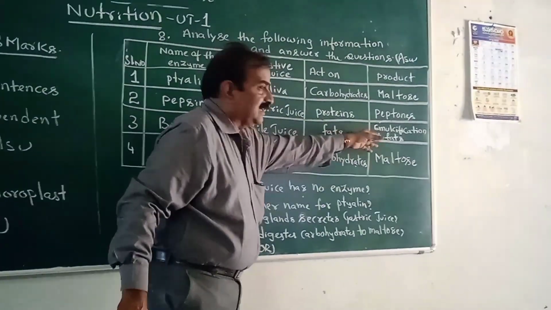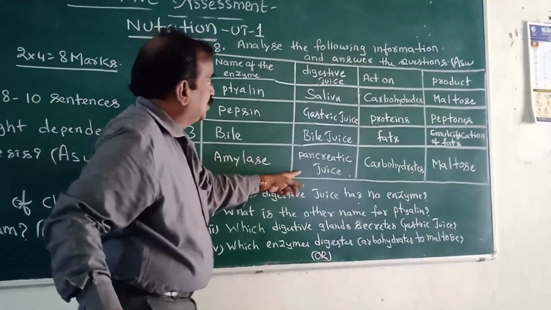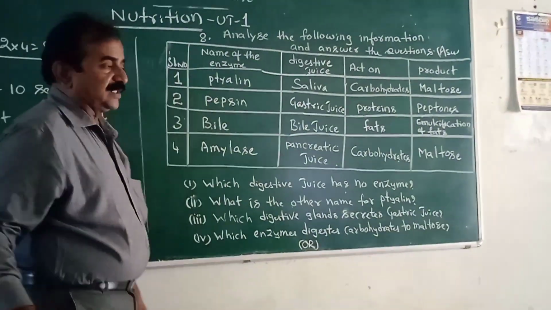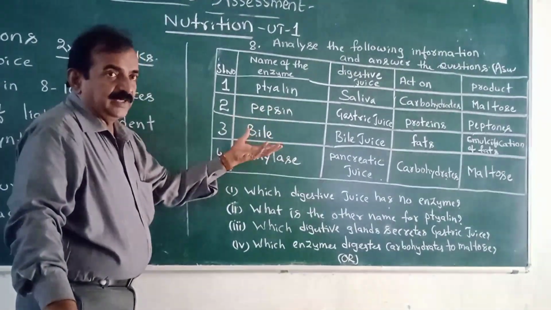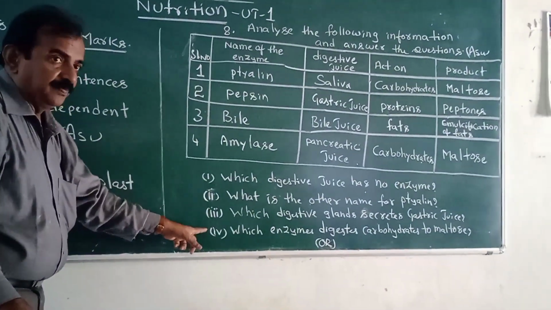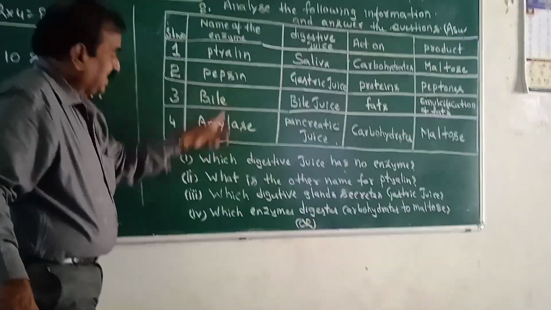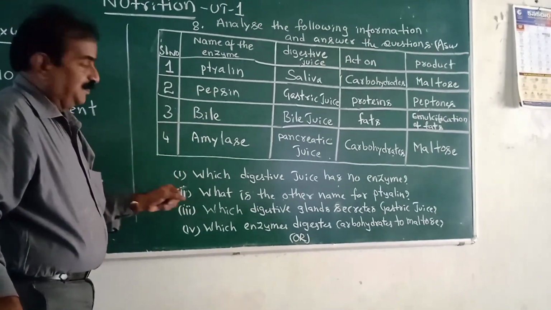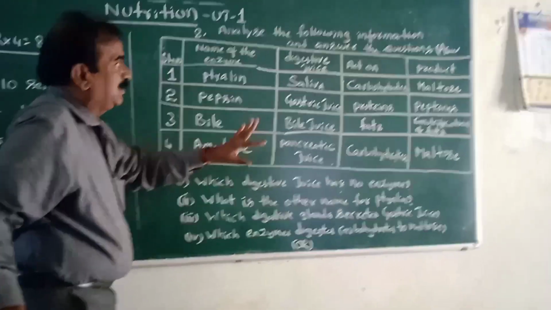Emulsification means digestion of fats into glycerol and fatty acids. And amylase, pancreatic juice, acts on carbohydrates and the product is maltose sugar. So this is the table, and you need to analyze it and read it carefully. Below, questions are there with Roman numerals 1, 2, 3, 4. First question: see this table. Which digestive juice has no enzyme? Bile. Correct. Here there is no enzyme in bile juice.